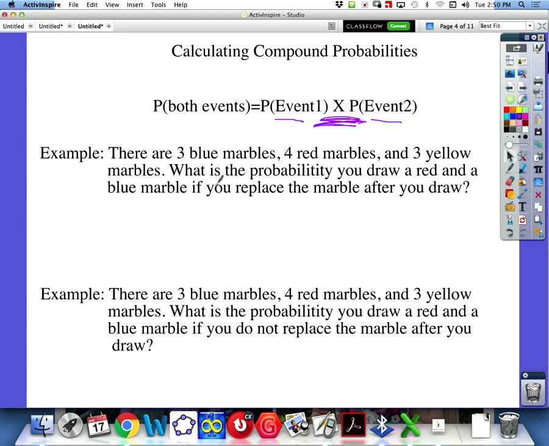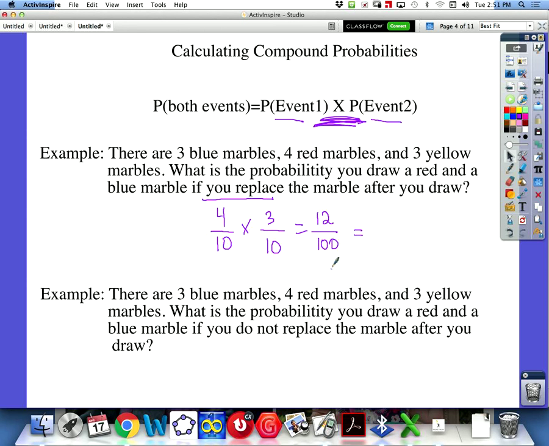So here's our same marble problem. And the first one said, what is the probability you draw a red and a blue marble if you replace them? So my probability of drawing a red marble first is 4 out of the 10 marbles total. Since I put the red marble back in the bag, the probability of getting a blue is 3 out of the 10 marbles. And now when we're multiplying, we multiply straight across. So 4 times 3 is 12, and 10 times 10 is 100. So that's 12 over 100.